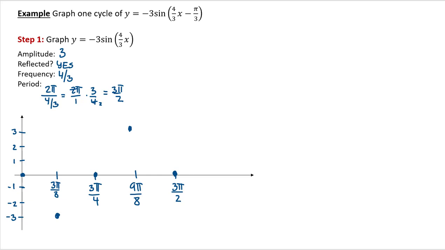Now I'm going to connect the points. Okay, so here I have one cycle of the basic function, y equals negative 3 sine of 4 over 3x. And that's the one that we're going to shift. And that's the reason I graphed it lightly, since it's not the final answer. To find out how far and which direction to shift it, we're going to perform step 2.